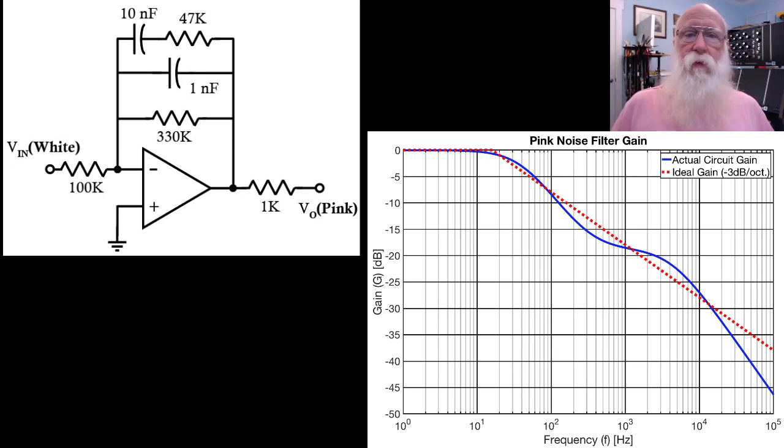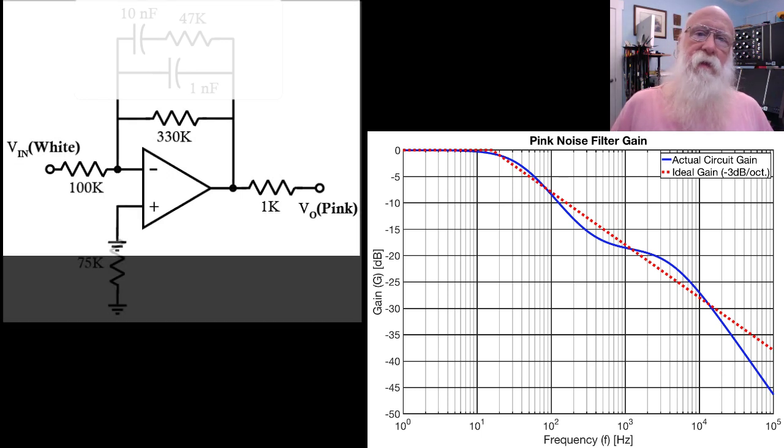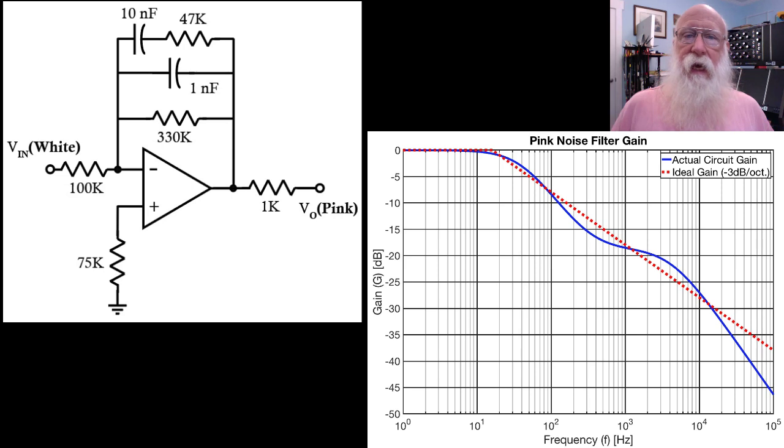With that determined, we can calculate the compensation resistor. At DC, all you've got is the 100K input resistor and the 330K feedback resistor. The capacitors are acting like open circuits, remember. And so if you do the parallel combination of those, the closest 5% value is 75K.